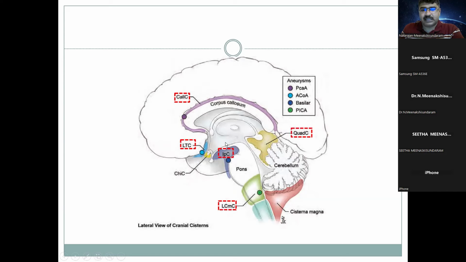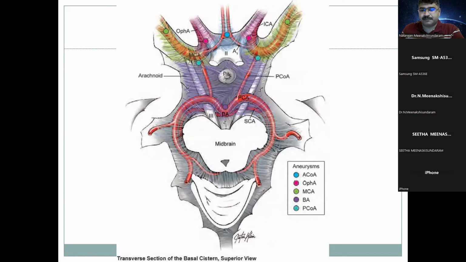So the various vessels are related to it. Here the pericallosal artery is related, the anterior communicating artery is related, and in the interpeduncular cistern, the basilar bifurcation is related, and the PICA is related in the lateral cerebellomedullary cistern. This is how the cisterns appear, though there will be various trabeculations inside the cisterns.